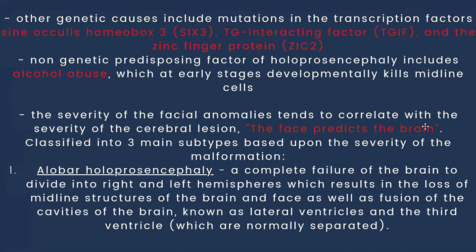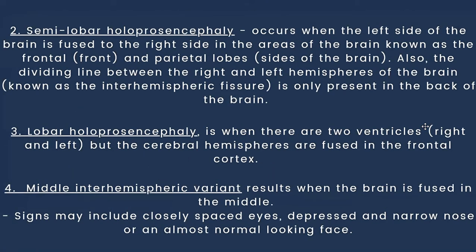It is classified into three main subtypes based upon the severity of the malformation. Number one is the alobar holoprosencephaly. It is a complete failure of the brain to divide into right and left hemispheres, which results in the loss of midline structures of the brain and face, as well as fusion of the cavities of the brain, known as the lateral ventricles and the third ventricle, which are normally separated. Next slide.